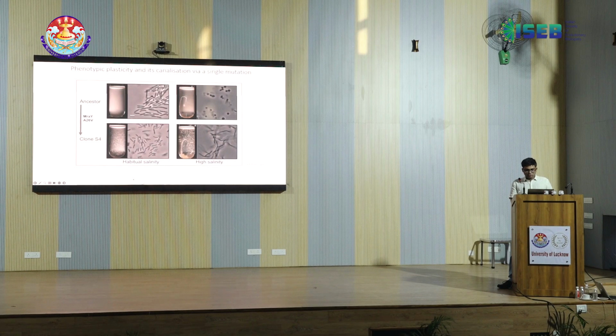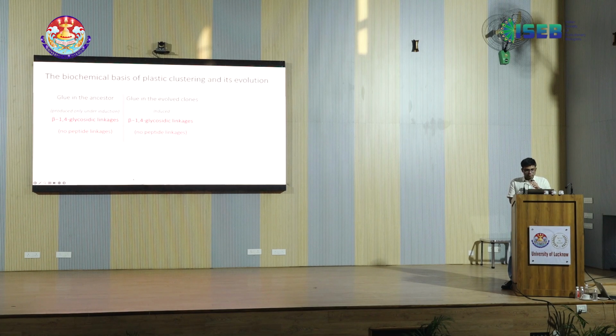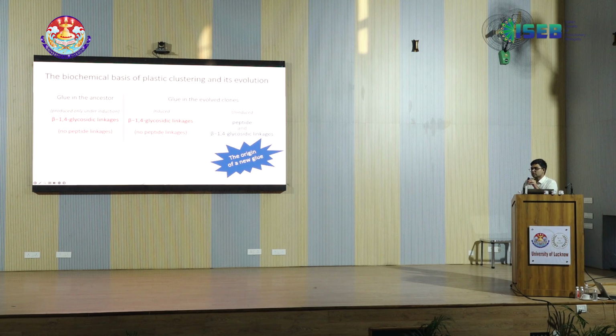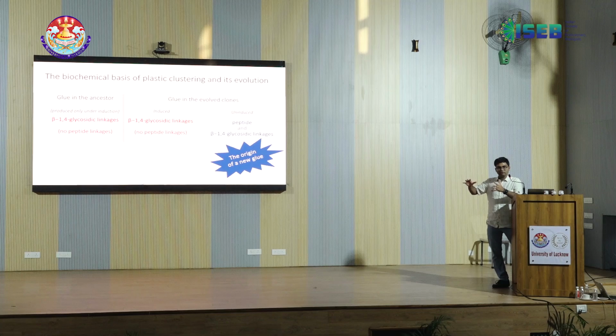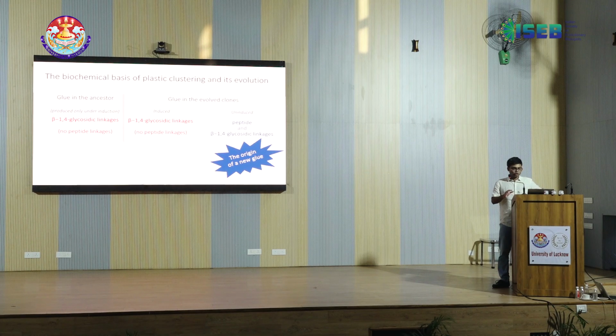So this is what we got, and then we wanted to understand what was the biochemical basis of plastic clustering, because there was some kind of glue, and we wanted to know if the glue was the same under both induced and uninduced conditions. And we found out that it was not. Under uninduced condition, there was the origin of a new glue. So what this means is that what these bacteria are doing is that they are keeping a macroscopic or high-level phenotype, which is to have cell clusters genetically assimilated, but this is being brought about by different or contrasting lower-level phenotypes, which have different glues.